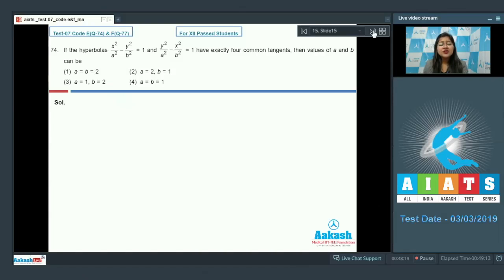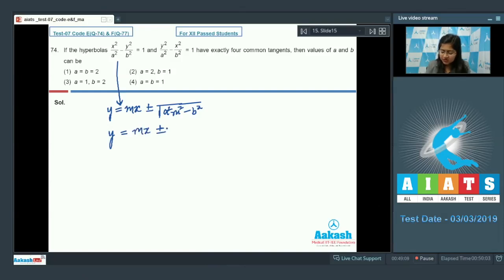Next is question number 74, which says that if the hyperbola x square upon a square minus y square upon b square equal to 1 and y square upon a square minus x square upon b square equal to 1 have exactly 4 common tangents, then values of a and b can be. Right. Now, for this hyperbola, let us say the slope of tangent is m. So, the equation of tangent is y equal to mx plus minus under root of a square m square minus b square. And for the second hyperbola, as the slope of both will be the same, the slope of this tangent will also be m. So this is y equal to mx plus minus under root of a square minus b square m square.